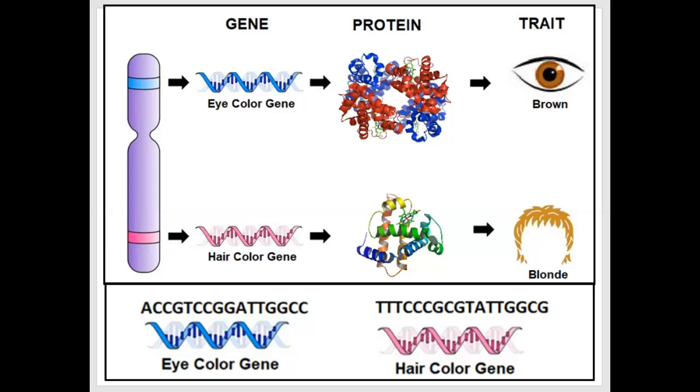What makes these two genes distinct is that they each have a different sequence of nitrogenous bases. These nitrogenous base sequences are shown in the lower box, and you see that the eye color gene starts with ACCGT, whereas the hair color gene starts with TTTCC.